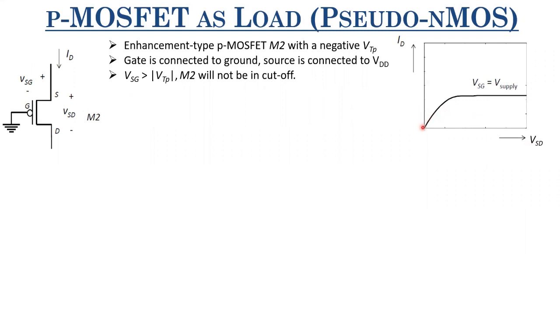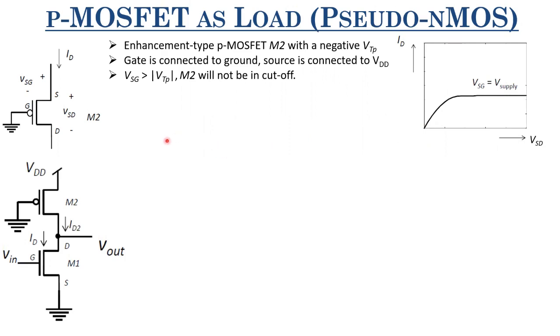If you had drawn IDS versus VDS, the curve would look like this. These are the characteristics of PMOS. But since we are talking about ISD, we are talking about this axis and not IDS, and we are talking about VSD and not VDS, which is this axis. So the curve is like this.